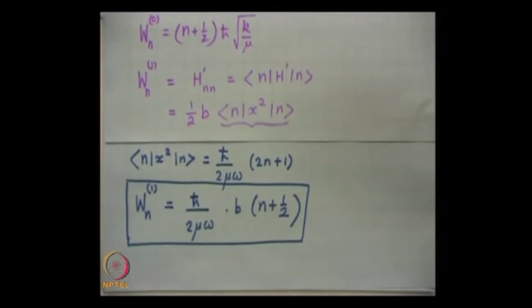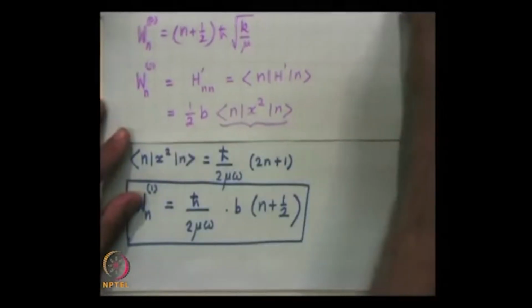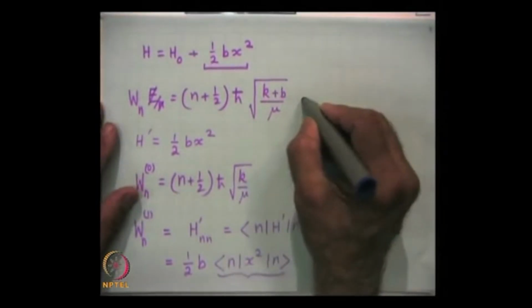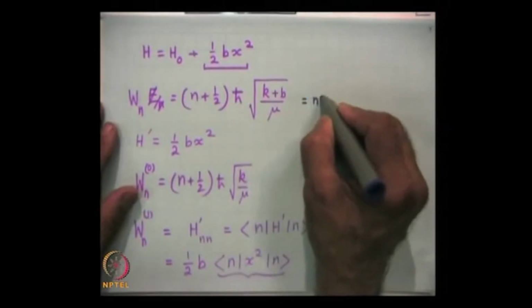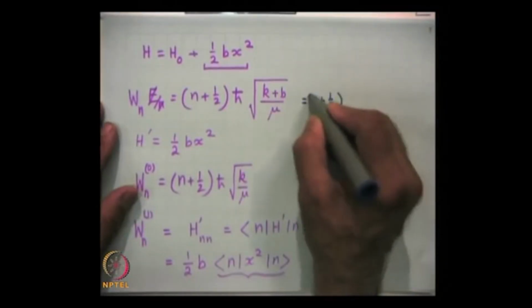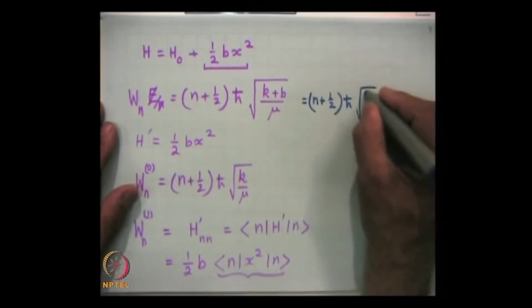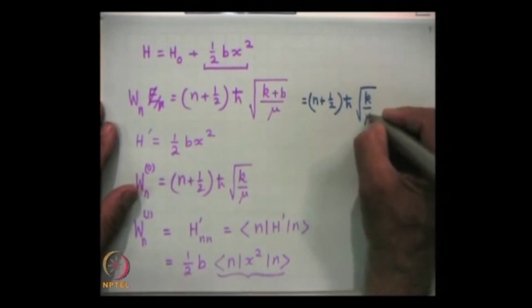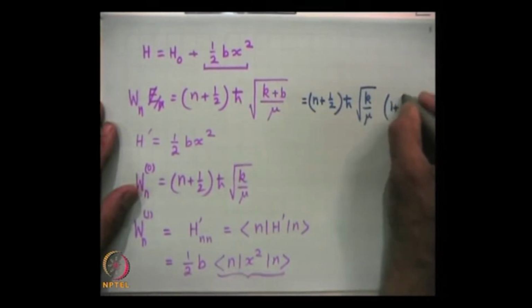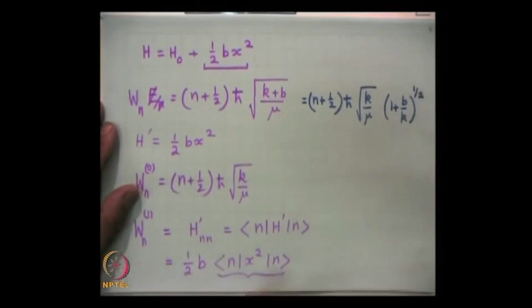Now, as I told you, for this we have the exact solutions also. I think I wrote it down somewhere here. Yes, these are the exact solutions. So, I can write this down as n plus half h cross, and if I take k outside, under root of k by mu, then this will be 1 plus b by k raised to the power of half.